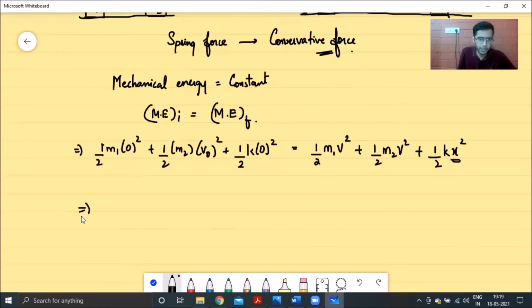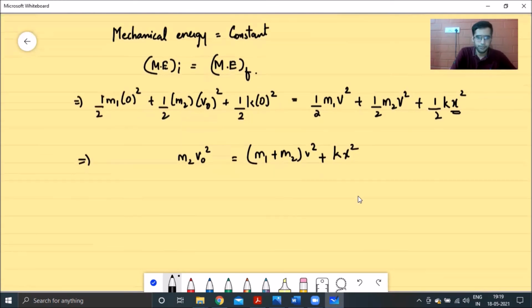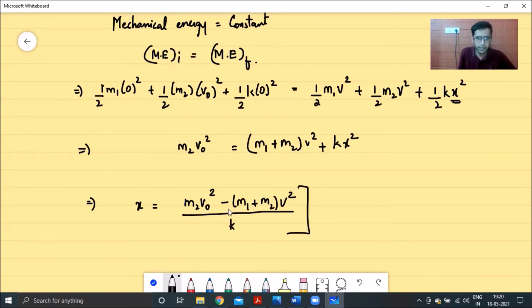Simplifying this equation, what do we get? So half gets cancelled everywhere. We'll get m2 v0 squared is equal to (m1 plus m2) v squared plus k x squared. We get the x value to be equal to the square root of (m2 v0 squared minus (m1 plus m2) v squared) divided by k. Now substituting the value of v.